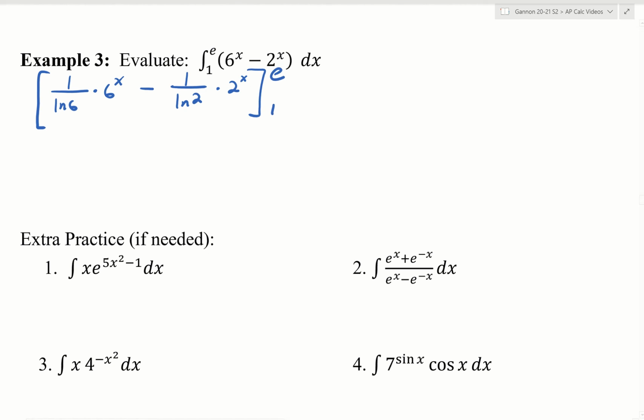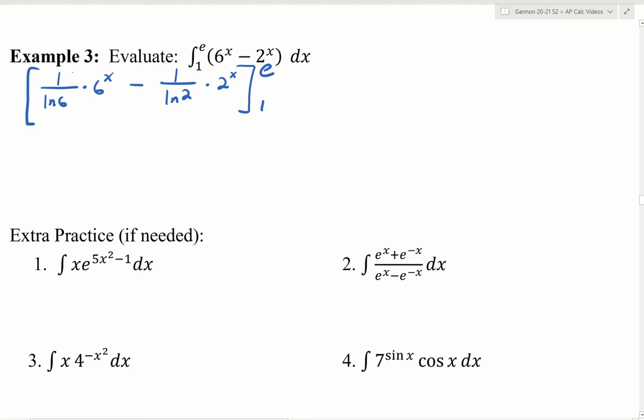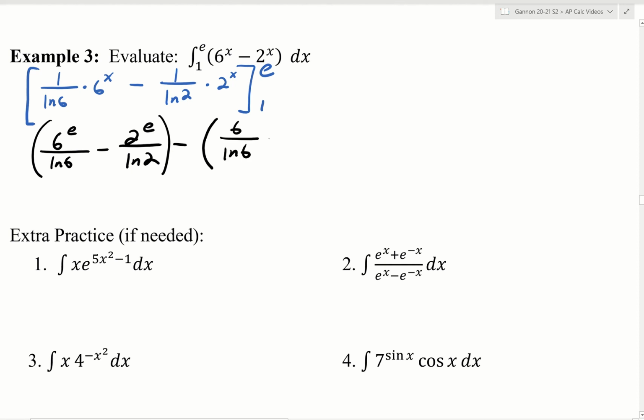So now, at that point, you've got to think about what's going on. Well, 1 over ln of 6 times 6 to the x could be 6 to the x over ln of 6. So when we substitute in e, I'm going to write this as 6 to the e over ln of 6 minus 2 to the e over ln of 2. And then you're subtracting, because that's evaluating the upper limit, and then you subtract the lower limit, which is going to be 6 over ln of 6 minus 2 over ln of 2.